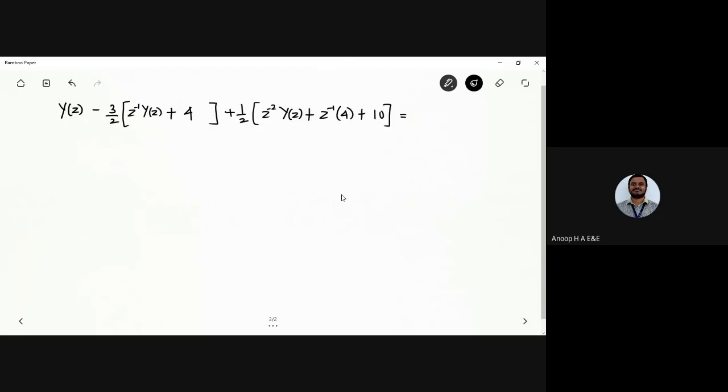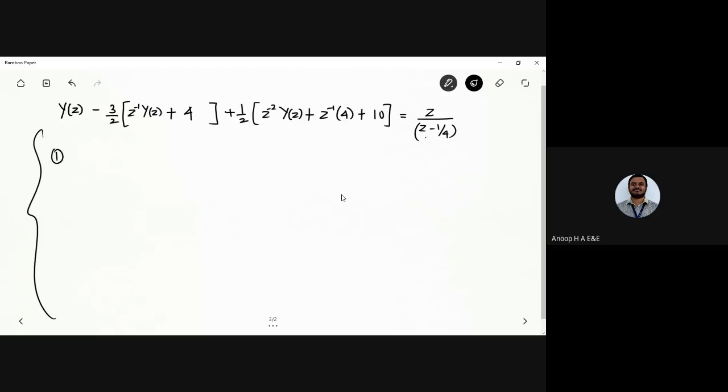The given x of n would be Z divided by Z minus 1 by 4. So how did I write it? I applied the Z transform for 1 by 4 power n u of n, that is a power n u of n. So a takes the value 1 by 4 there. That's the reason why I applied the Z transform for the given input x of n. So from here onwards, you know it.